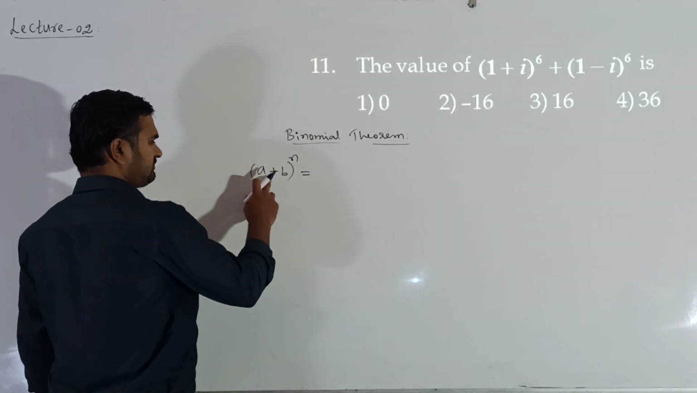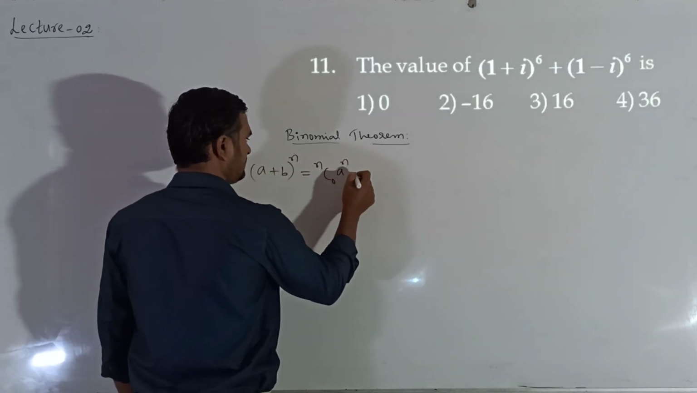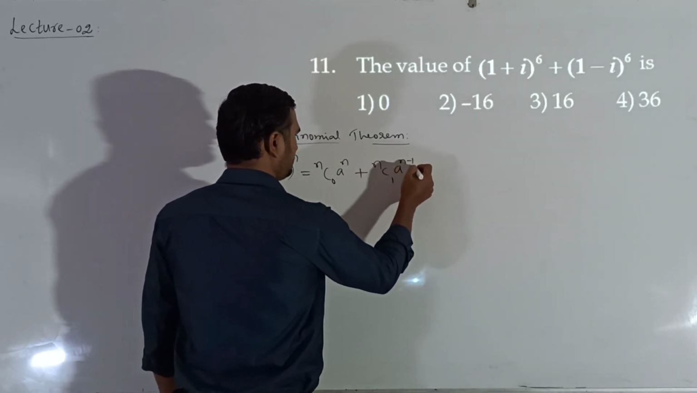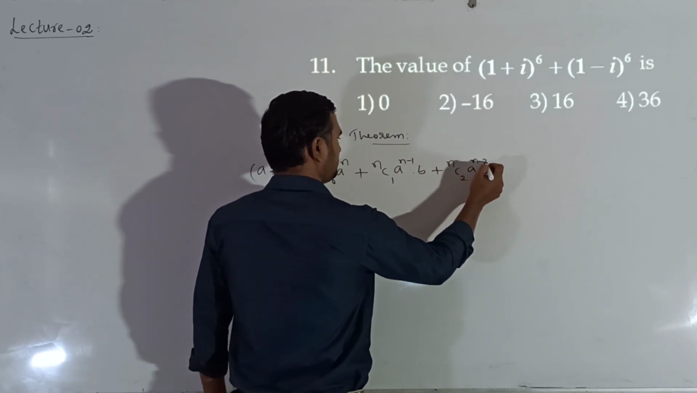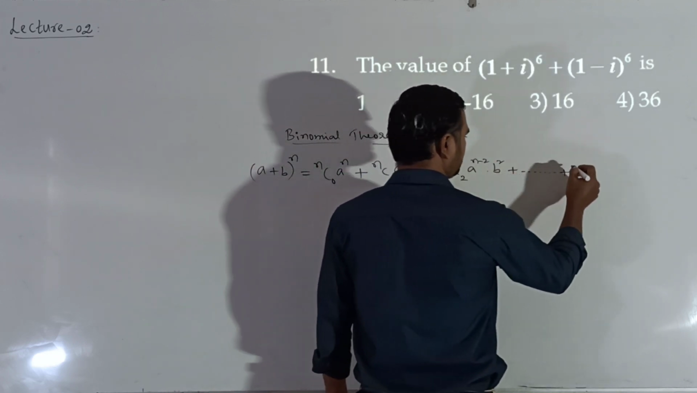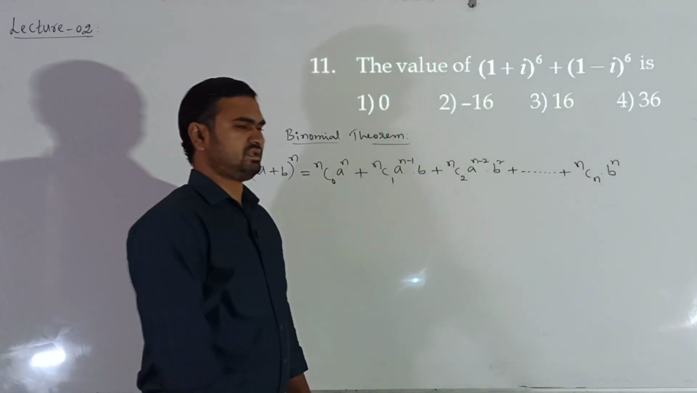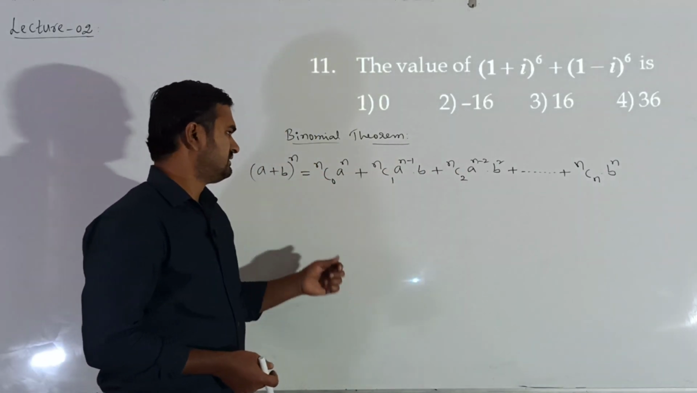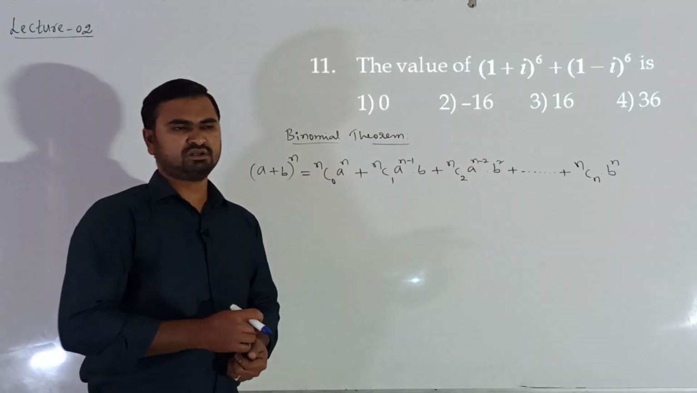So (a + b)^n can be written as nC0 a^n + nC1 a^(n-1) b + nC2 a^(n-2) b^2, and so on, up to the last term nCn b^n. This is called the binomial theorem. Understand? Here nC0, nC1, nC2 up to nCn are called the binomial coefficients.